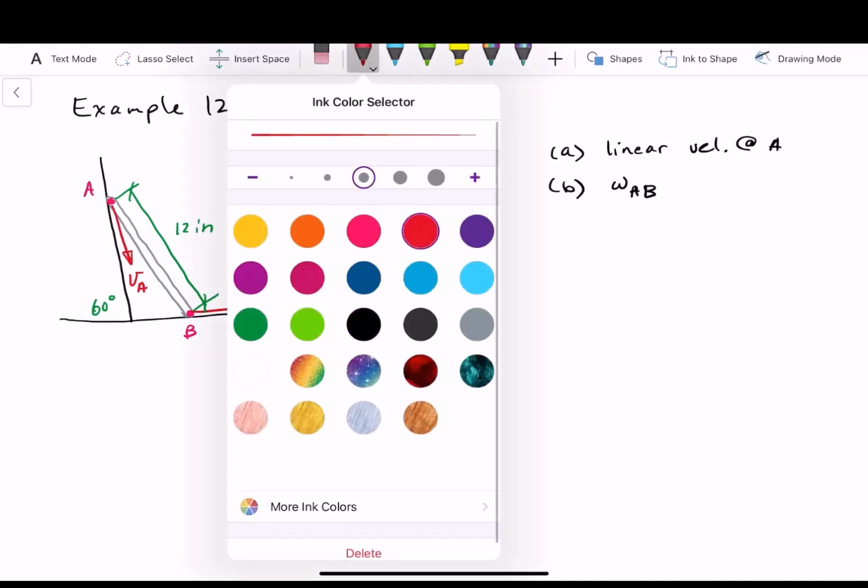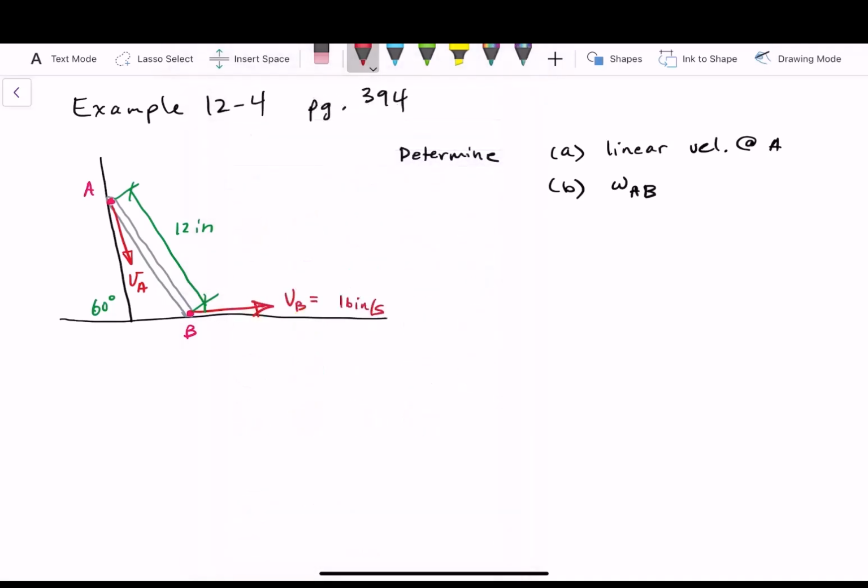We also want to determine the angular velocity of AB. So that just means the entire linkage. What is its angular velocity? That's another thing we're going to need to figure out.